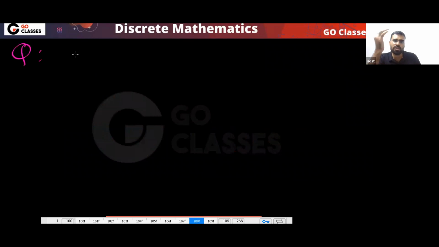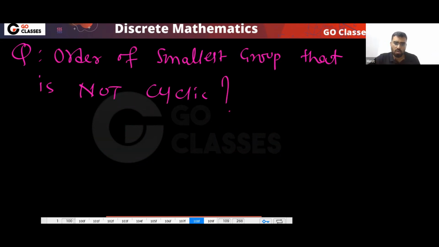One more question. What is the order of the smallest group which is not cyclic but abelian? The answer will be 4, because you can just check it out. See, an order 1 group will be cyclic. Order 2 group also will be cyclic. Order 3 group also will be cyclic.